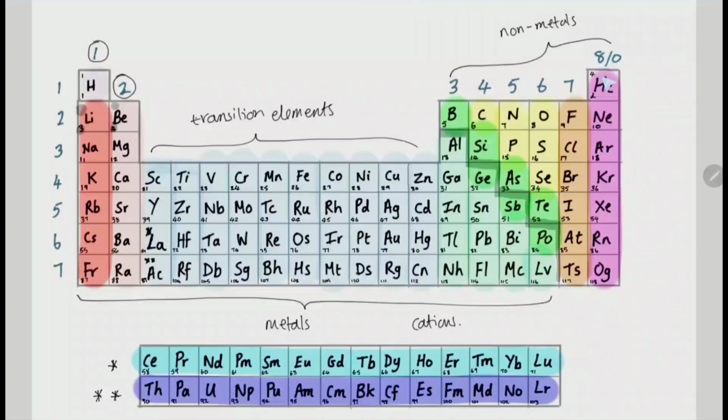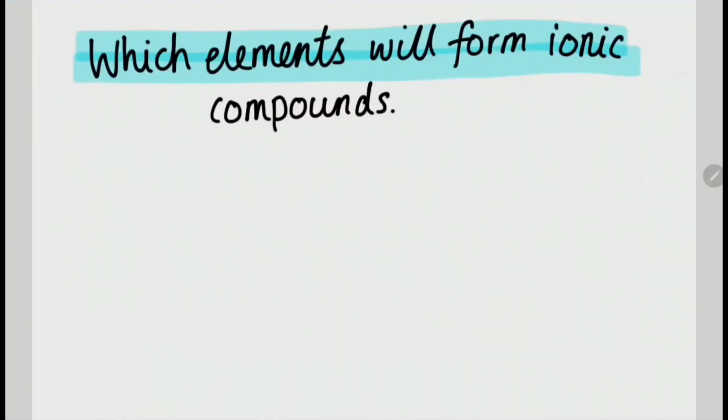And the nonmetals will gain electrons to have a full outer shell of electrons and will form anions. So the metals react with nonmetals in ionic bonding.